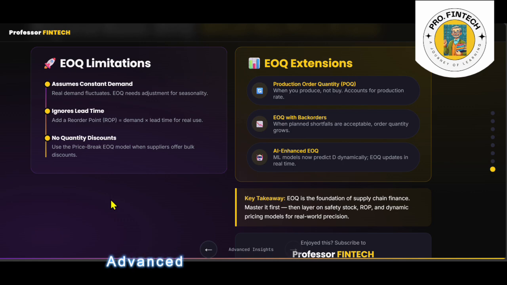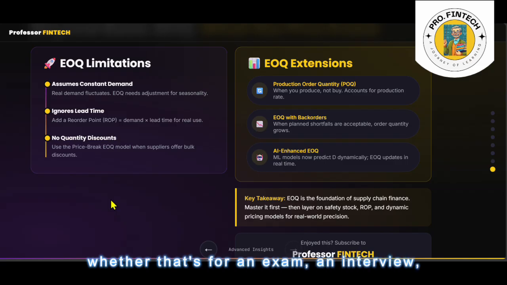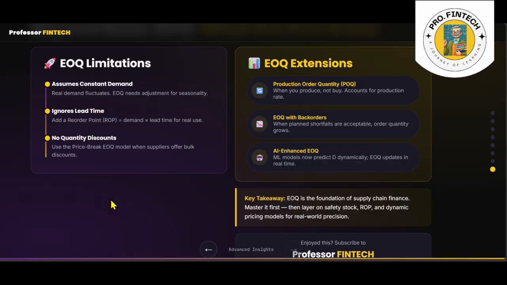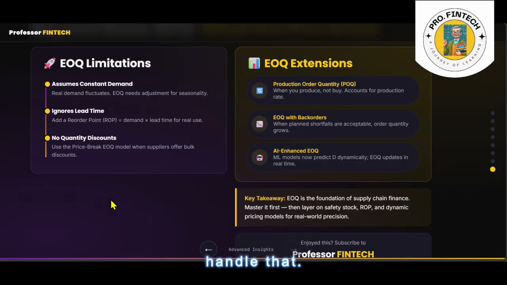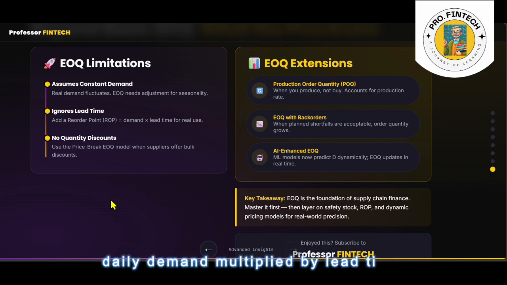Advanced insights and key takeaways. Before we wrap up, a few things for anyone going deeper, whether that's for an exam, an interview, or running your own business. EOQ has real limitations. It assumes demand is constant, but real world demand fluctuates with seasons and trends. You pair EOQ with a safety stock buffer to handle that. It ignores lead time, the gap between placing an order and receiving it. For that, you calculate a reorder point: daily demand multiplied by lead time.